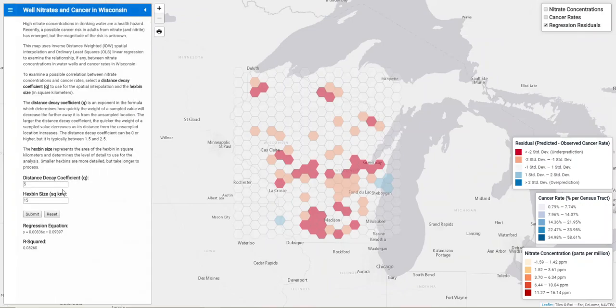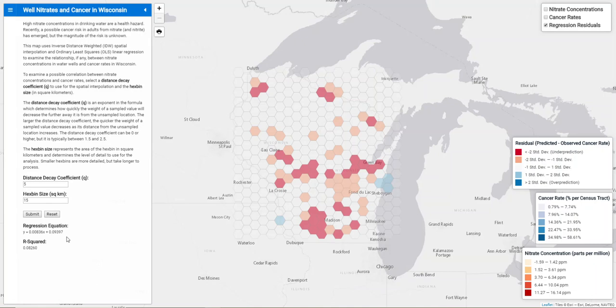I found that regardless of the parameters that I used for the distance decay coefficient and the hex bin size, I would get R-squared values between 0.08 and 0.1. Since R-squareds range from 0 to 1, with 1 indicating a perfect correlation and 0 indicating no correlation, this shows that there's little correlation between nitrate concentrations and cancer rates.